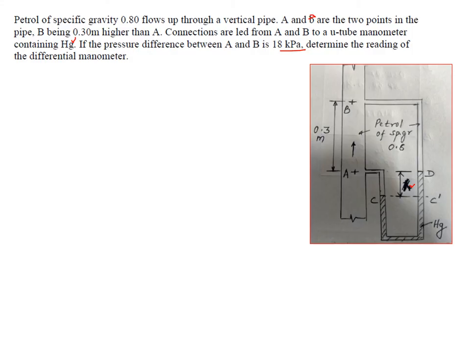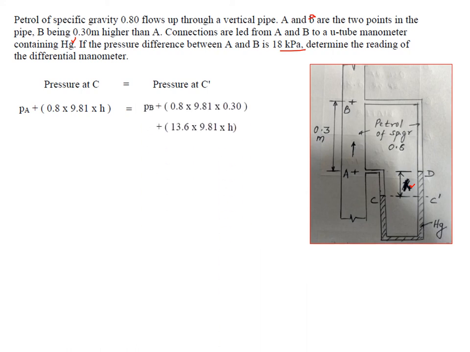Now here it is one continuous liquid, so the pressure at C should be equal to the pressure at C dash. Start from A, so that is PA. Here it is petrol, specific gravity 0.8, so 0.8 times 9.81, the specific weight, into the distance. Now start from B, so that is PB. As we move downwards, pressure increases, so plus sign. We have 0.3 meters of petrol, so 0.8 into 9.81 into 0.3. Then we have mercury, which is 13.6 into 9.81 into H.